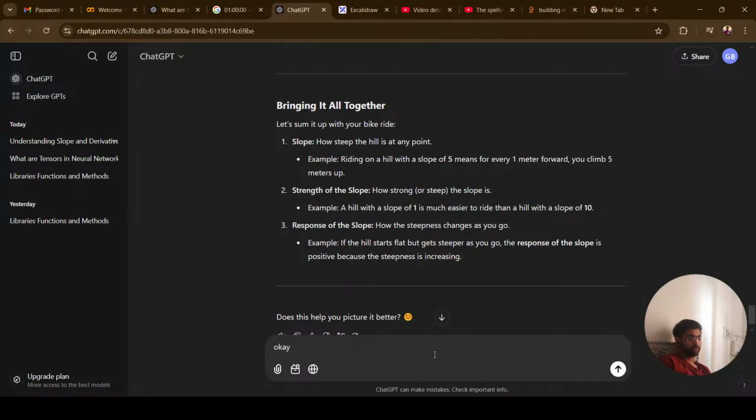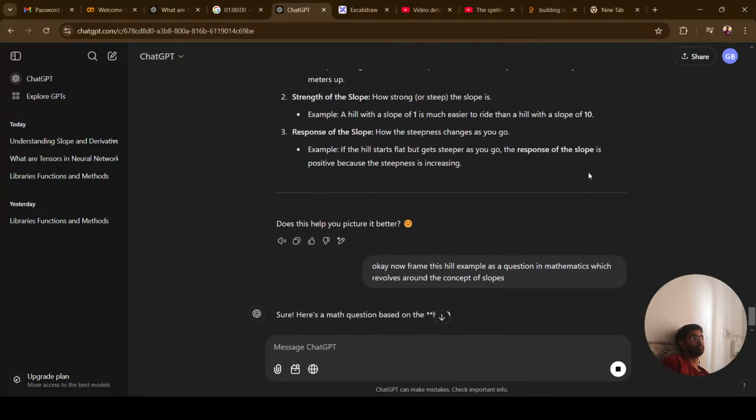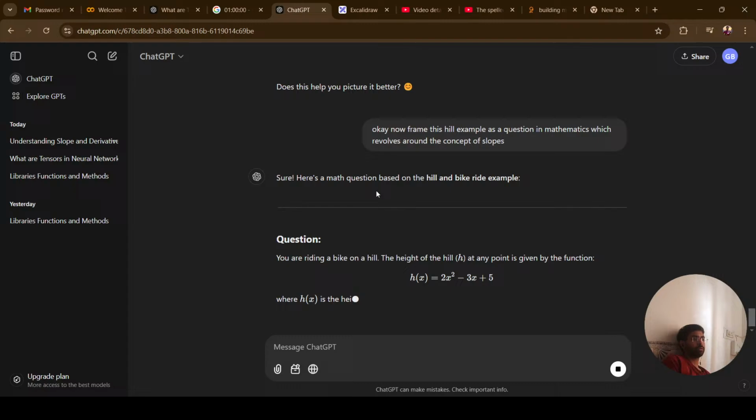Okay, now combine this hill example and frame it as a question in mathematics which revolves around the concept of slopes. Sure, here's a math question based on a hill.